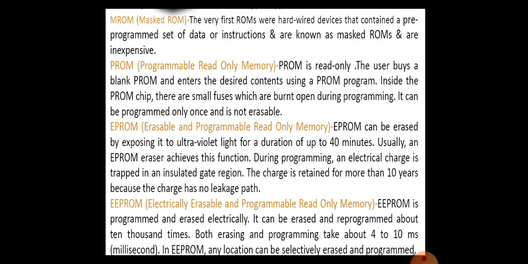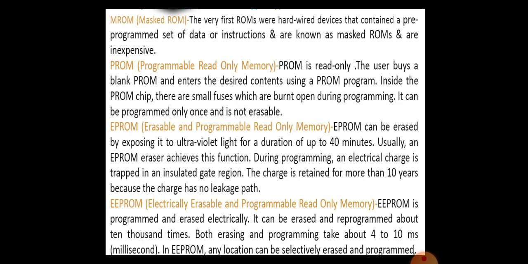Then EPROM, erasable and programmable read-only memory. EPROM can be erased by exposing it to ultraviolet light for a duration of up to 40 minutes. During programming, an electrical charge is trapped in an insulated gate region. The charge is retained for more than 10 years because the charge has no leakage path.